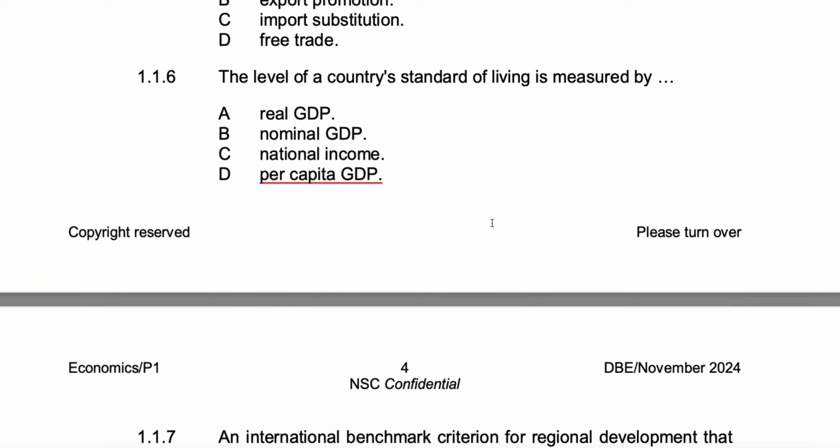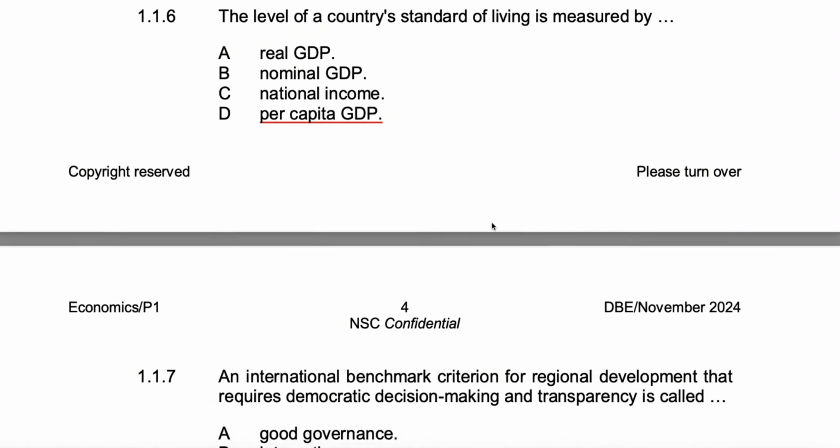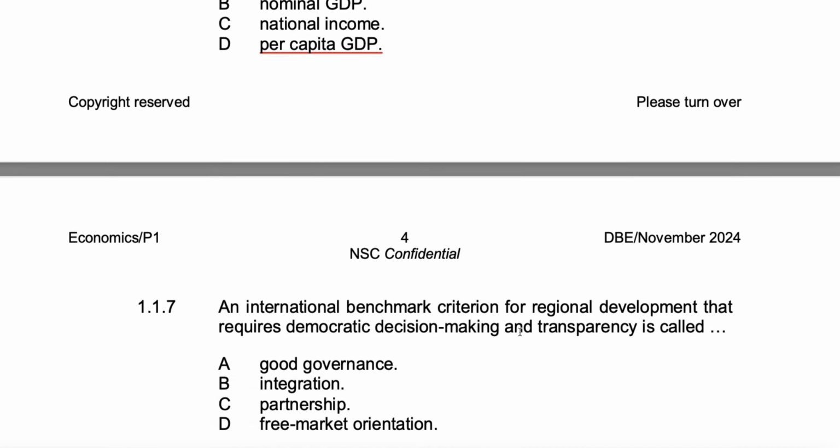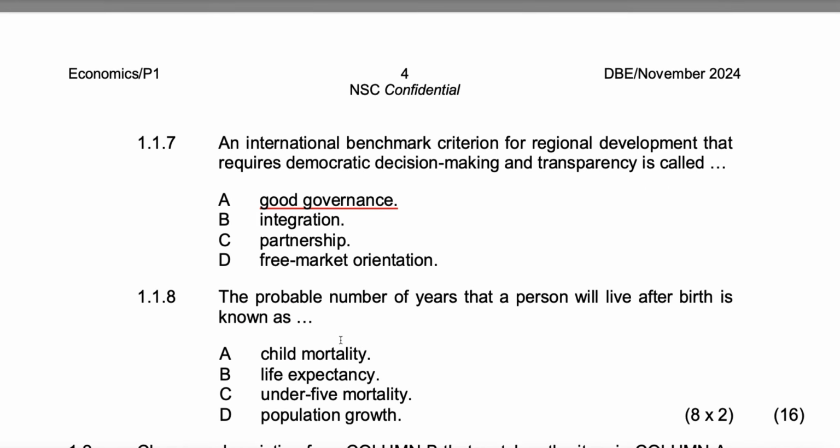Then number 7, an international benchmark criterion for regional development that requires democratic decision-making and transparency is called. Now, this one is the one that I want to use as, let's say you don't know the answer. So assume that we don't know the answer for this. But I'll just tell you so far. Okay, you are going to skip this one. But when we come back, it should give us an A, because this is explaining good governance. But let's say you are not sure, so you will skip this one.